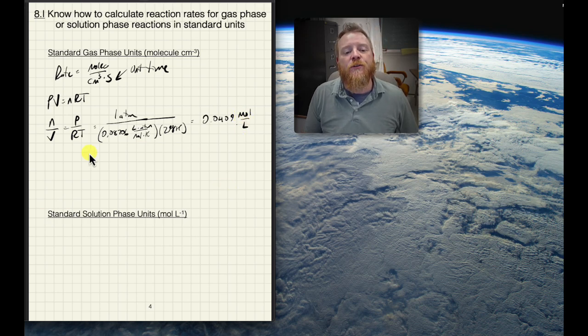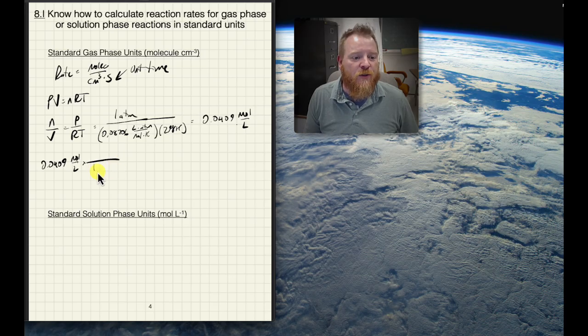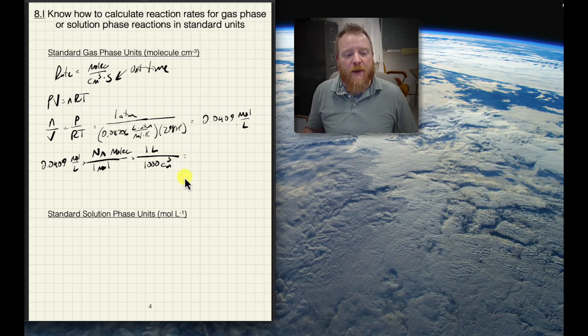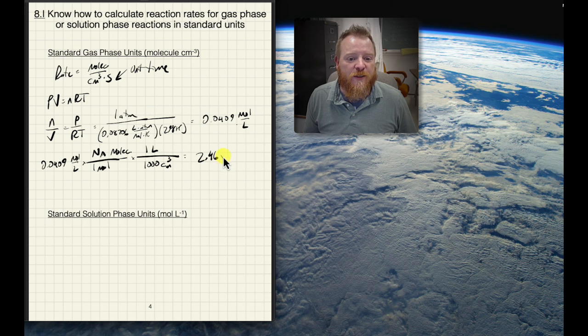Mole per liter. So now, how do we get that into molecule per cubic centimeter? Well, we've got to do some good old-fashioned dimensional analysis, right? In 1 mole, we know that there's an Avogadro's number of molecules, so that's 6.022 times 10 to the 23 molecules. And then we know in 1 liter, there's 1,000 cubic centimeters. So we get to what I think is a very famous number, 2.46 times 10 to the 19 molecules per cubic centimeter. And why is that number famous?